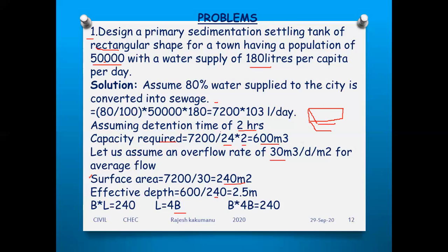So what is the population? 50,000. What is the water supply? 180. So assuming 80%. If you take 90% or 60%, it depends on the question. If insufficient data is there, you have to take the data. So here it is assumed 80% of water supplied to the city is converted to sewage. Therefore, 80 by 100 into 50,000 into 180, that is equal to 7,200 times 10^3 liters per day.